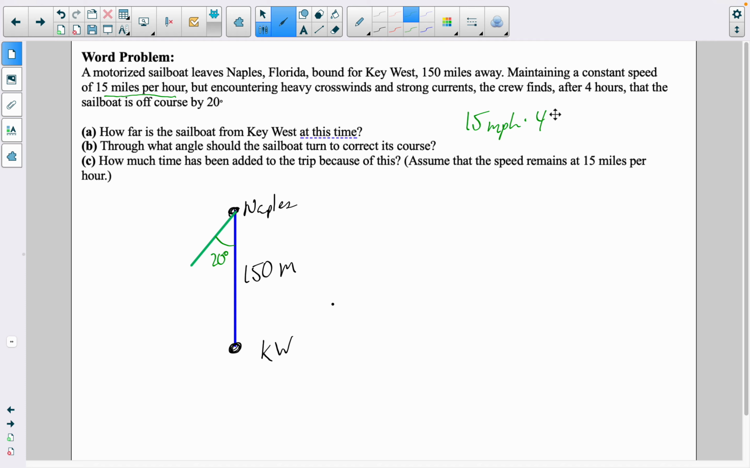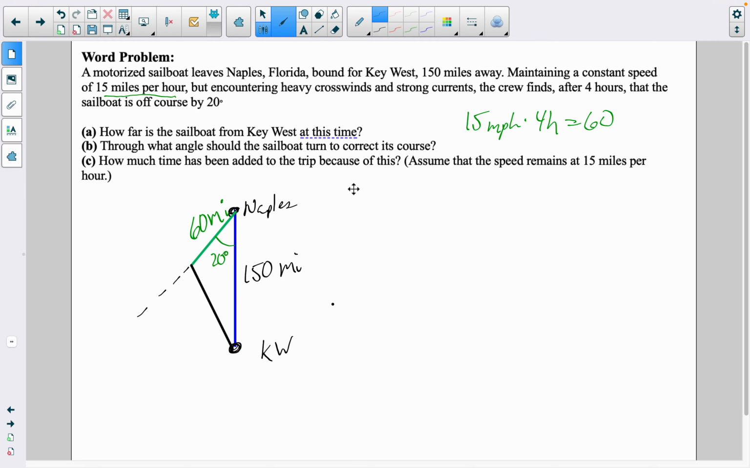Since I know it travels at 15 miles per hour for 4 hours, 15 mph times 4 h will give you 60 miles. So this length here is now 60 miles. All right, so what we need to do is look at this triangle here. This path would be if it continued. This is where I need to turn to.